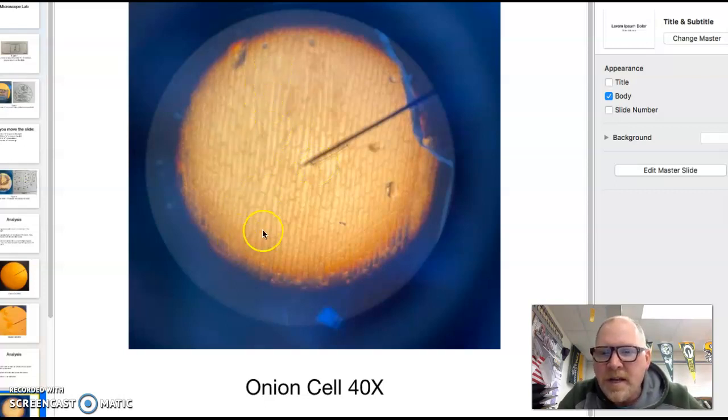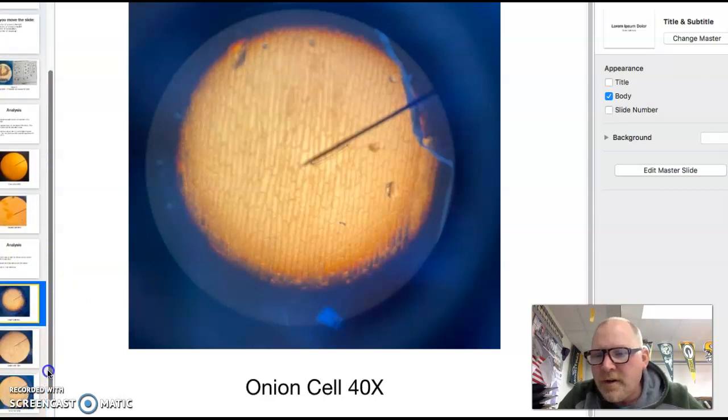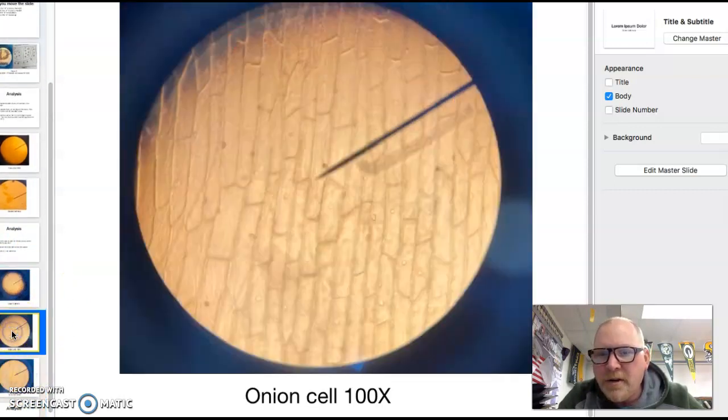So this is the 40 power here, 10 of the eyepiece and 4 power objective. And then if we go to the next one, they get a little bit bigger and clearer. Again, shot through the microscope with my cell phone. With the pointer, you see the boxes, the blocks of the onion cells. We have a nucleus here, another nucleus here, one there. They tend to be off to the side in plants. Again, boxy for structure and rigidity.